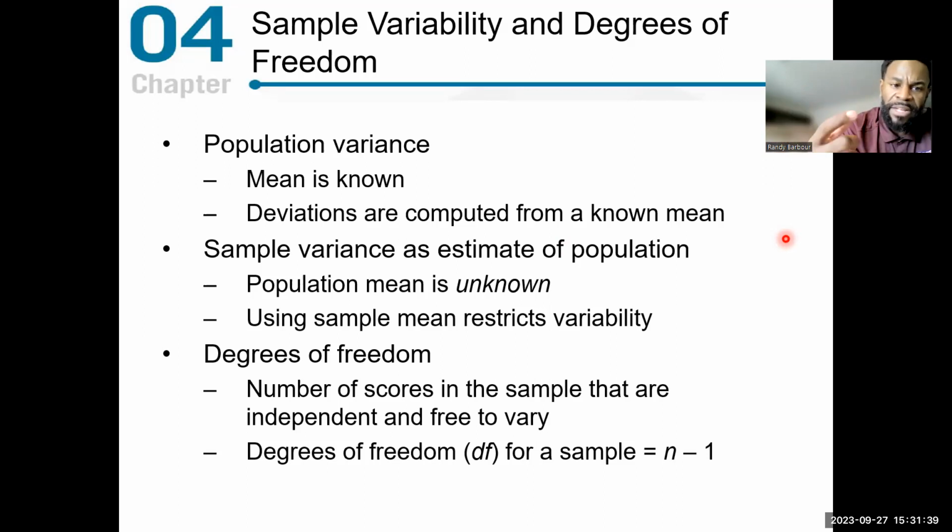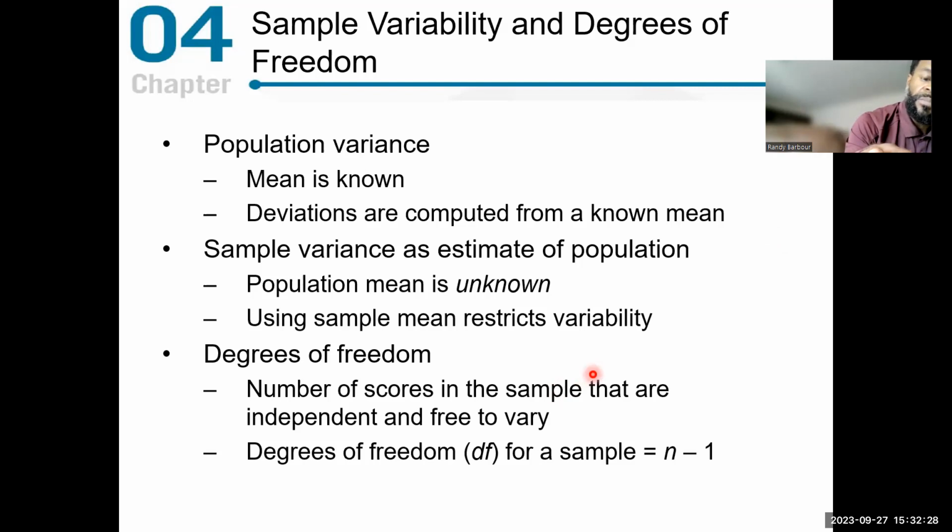Okay. And so what happens with that is when we use a sample variance, stop me if you need me, the sample variance is using a sample mean. And the sample mean, again, restricts the variability. Like we saw in that previous slide, the population variability is a lot larger than the sample variability. And so when we use the sample mean, we're restricting that variability. The degrees of freedom is what we call the number of scores in the sample that are independent and free to vary. And I'll give you an example of that as we move forward.